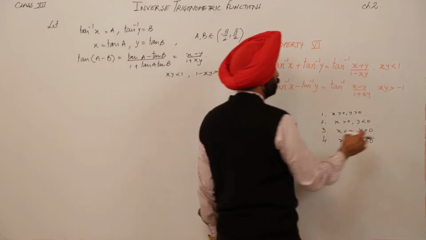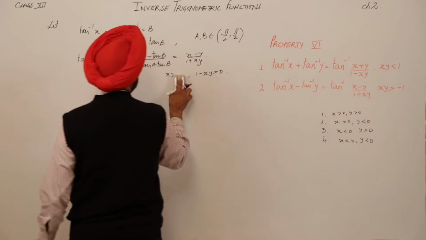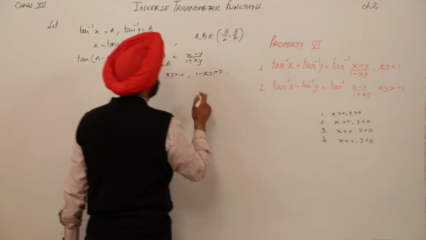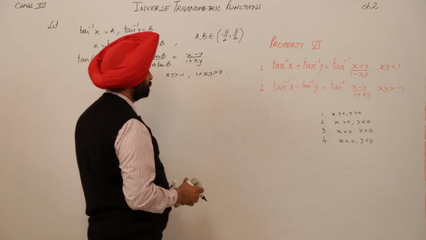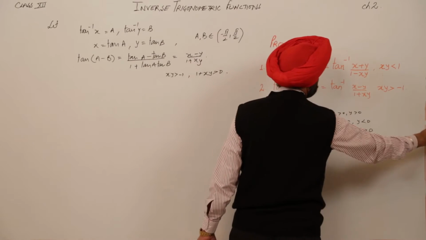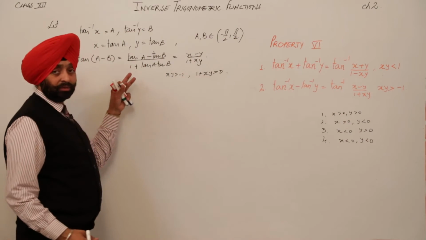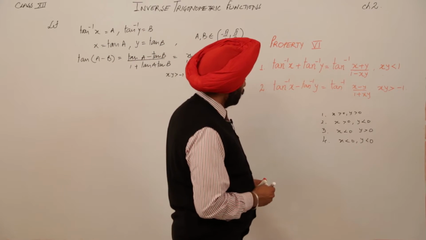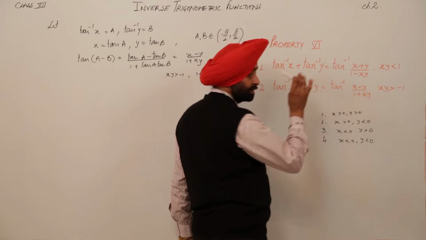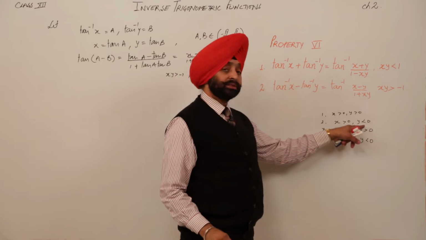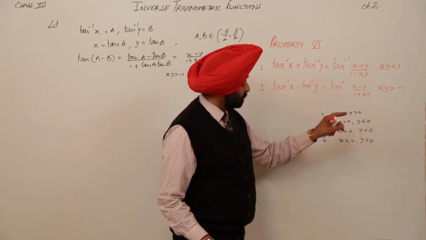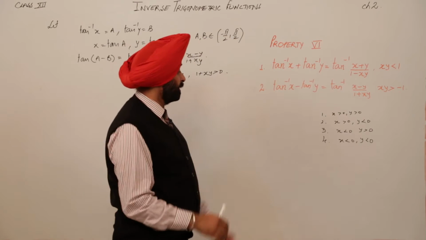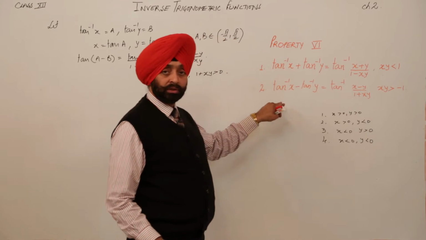Now what about our condition? The condition was xy is greater than minus 1, so 1 plus xy is greater than 0. That is the basic thing. Now what cases arise? Number 1, x is greater than 0, y is greater than 0. Number 2, x is greater than 0, y is less than 0. Number 3, x is less than 0, y is greater than 0, and number 4, x is less than 0, y is less than 0.